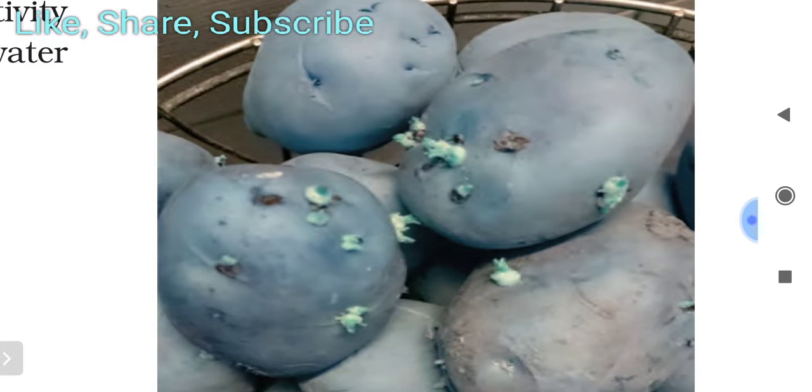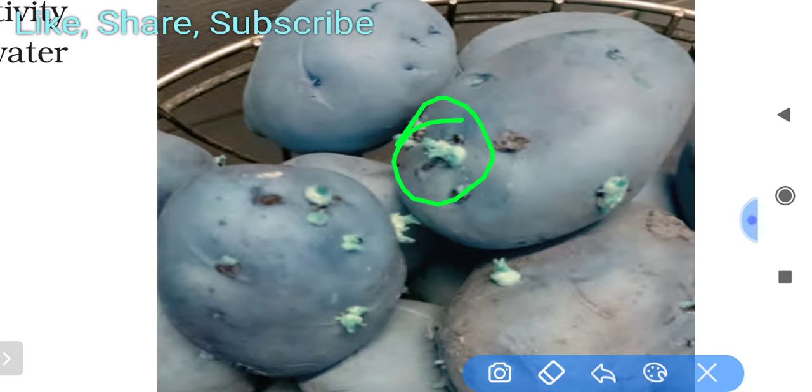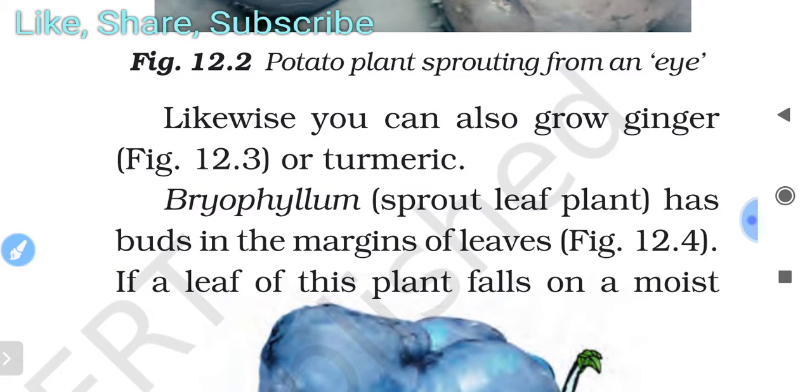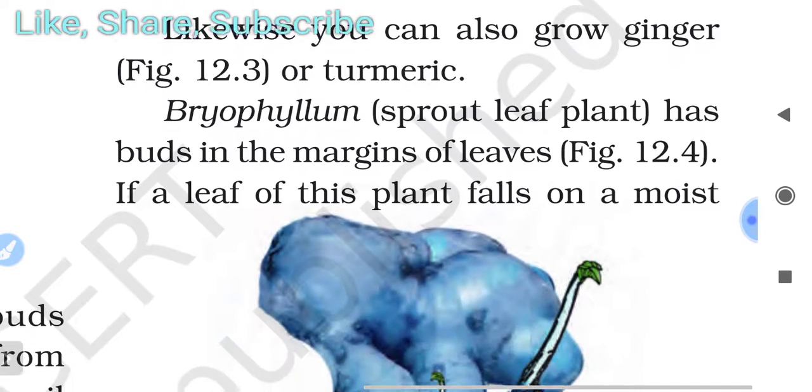You have already read in many activities in the last chapters that you sprouted gram seeds. You can also eat them, and they are very nutritious. So these are the sprouts. You can grow ginger or turmeric likewise. These are actually the stems of the plant. That's why the question sometimes asks whether these are roots or stems. These are the stems of the plants we grow, like turmeric, ginger, and potato.